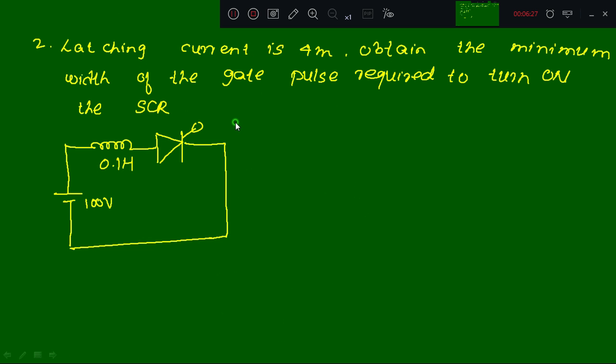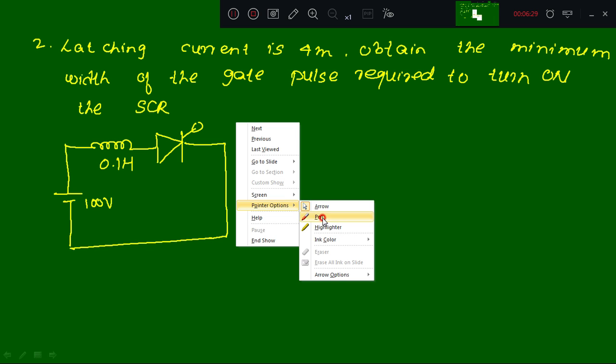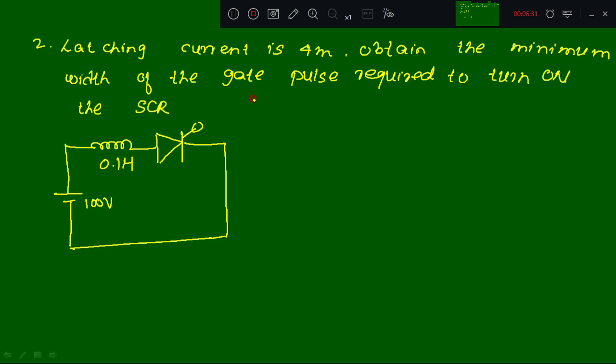The latching current is IL. Here it is given as 4 milliamps. Obtain the minimum width of the gate pulse required to turn on the SCR. Means T we are supposed to calculate.